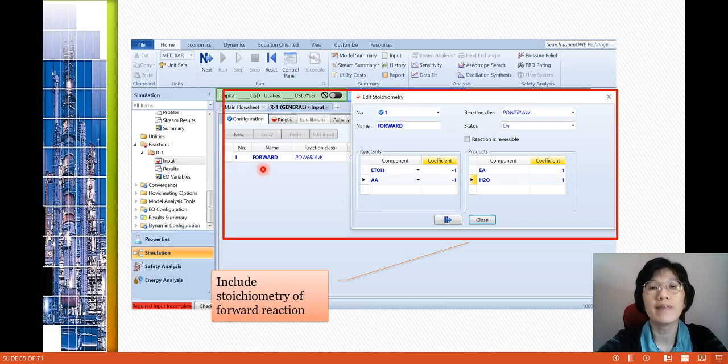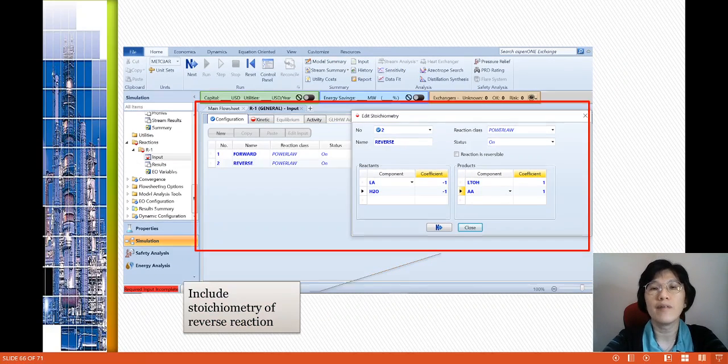So we have 2 reactions, one forward, the other one reverse. For forward, you just need to click new and put the name as forward. Forward, of course, ethanol and acetic acid will be the reactants, and the ethyl acetate and water will be the products. So just put it accordingly. And now this reaction class, you have to put it as power law. Once it is done for forward reaction, then close it, and you can create another one for reverse reaction.